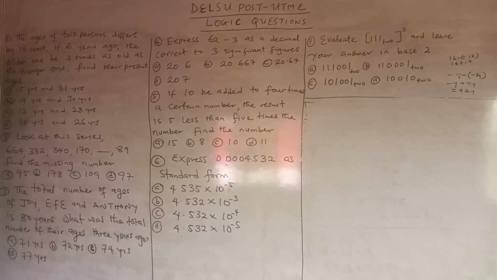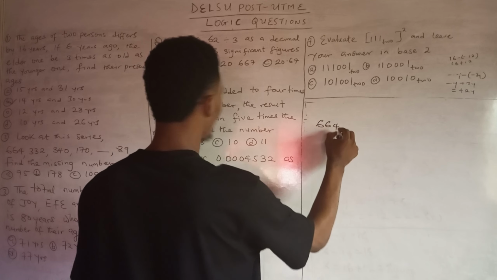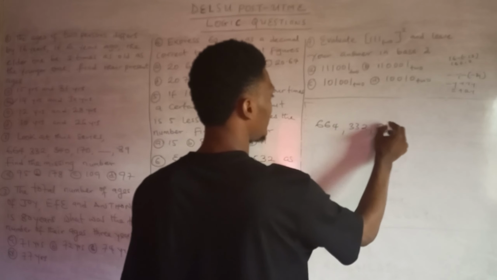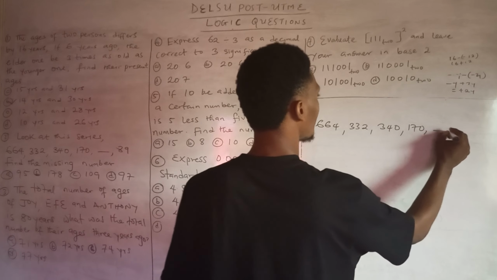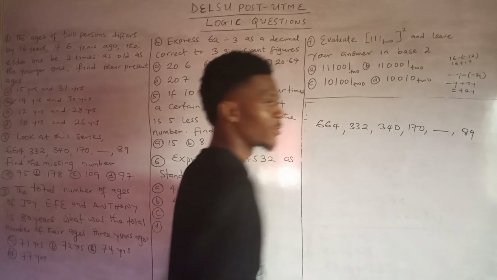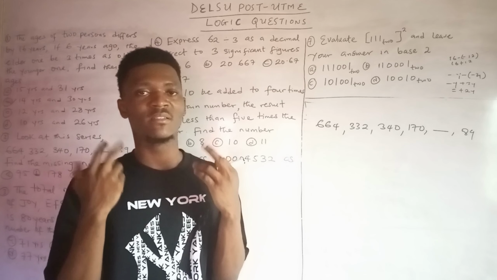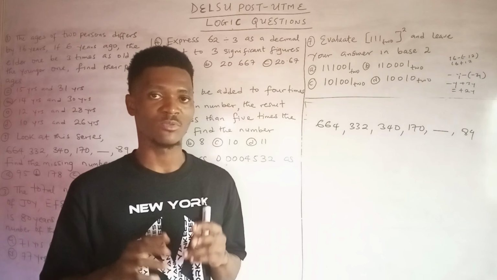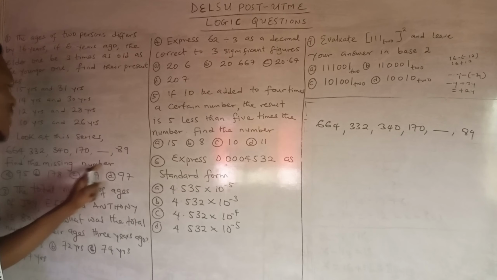So for question 2, we are given, look at this series: 664, then 332, then 340, then 170, and then dash, and then 89. So most of the questions that they bring out in DELSU require your logical thinking, your logical reasoning. You just have to be very, very calm, and then you'll be able to get your answer. All right. So just be logical in your thinking. Now, looking at this sequence, they said we should find the missing number.